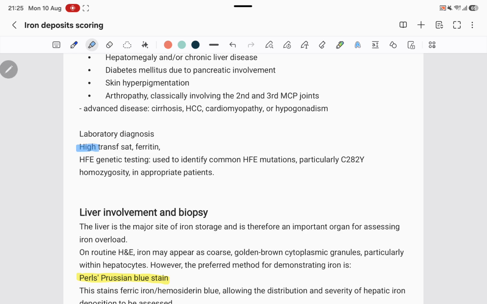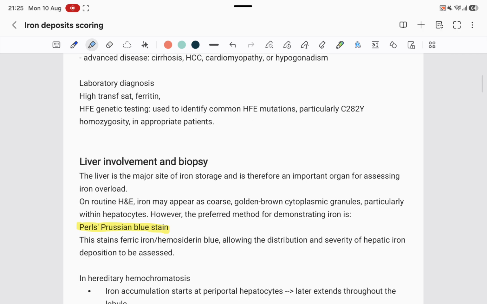So the lab tests, we check the iron. Transferrin saturation will be high. Ferritin is not specific, but is nice to have. HFE genetic testing is going to be really helpful for that patient's family because they might have mutations. There is the particular C282Y, if you want to remember it.